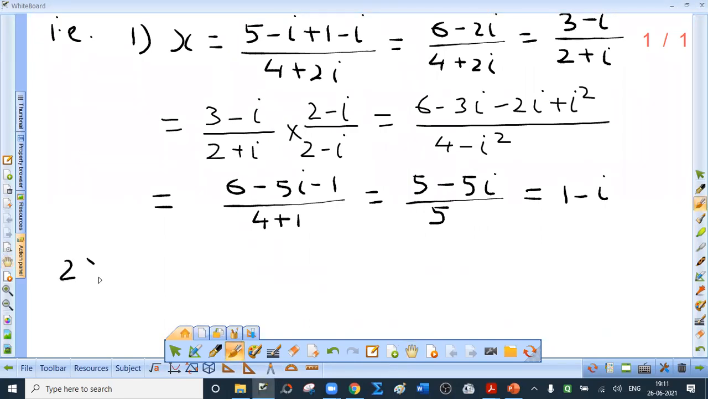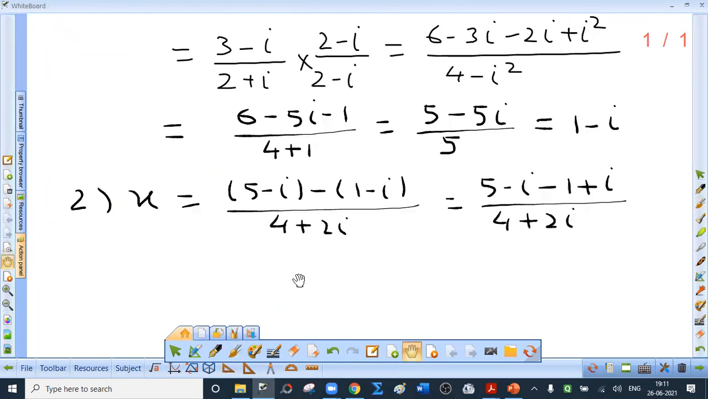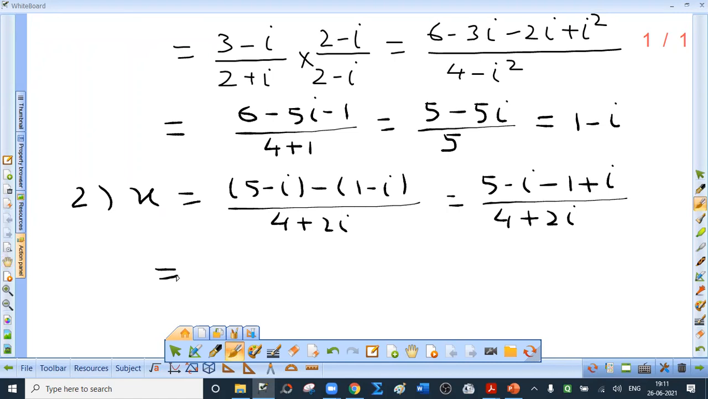Find out second. So x equal to 5 minus i minus 1 minus i, denominator as it is 4 plus 2i. So this is 5 minus i minus 1 plus i upon 4 plus 2i. So this is 4 upon 4 plus 2i, that is nothing but 2 upon 2 plus i. Is this the final answer?